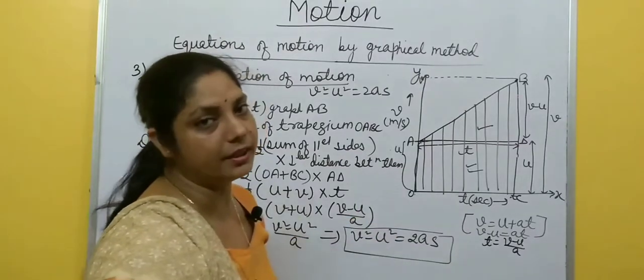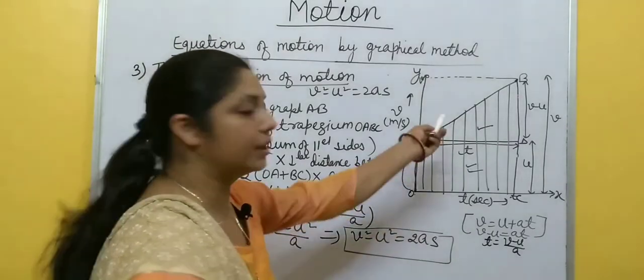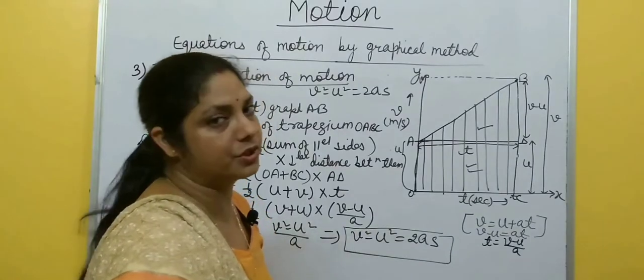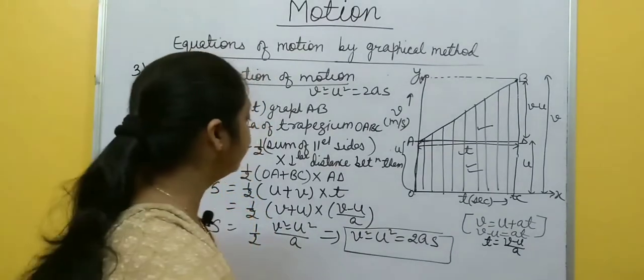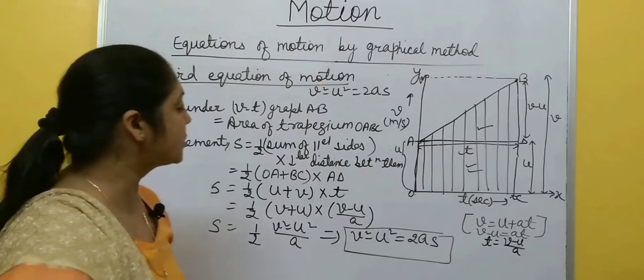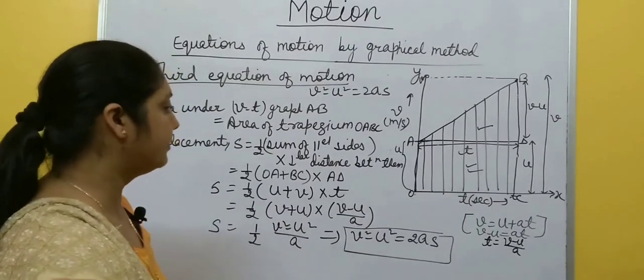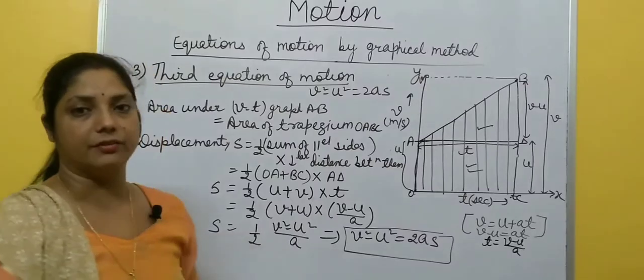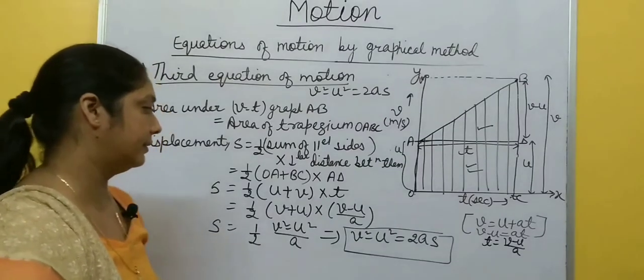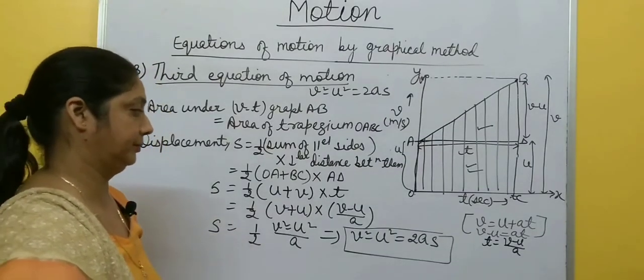Okay. In this way, you derive this third equation of motion from the same figure by finding the area under this velocity time graph, right? That is the area of trapezium. Directly use the formula for area of trapezium. You get this equation V square minus U square equal to 2AS. In this way, we can derive the third equation of motion, right? Note down.